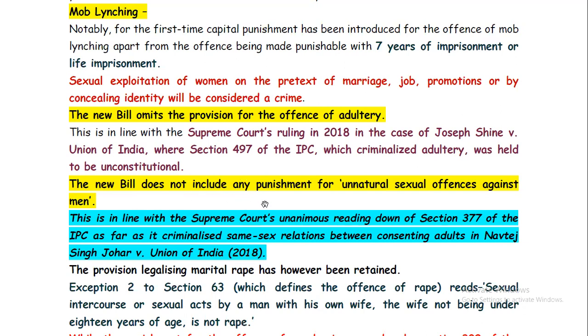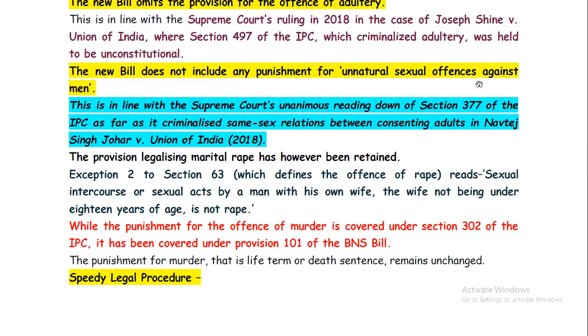Then the new bill does not include any punishment for unnatural sexual offenses against men. Unnatural sexual offenses means we are talking about homosexual acts, which are not natural actually. So no punishment is being included now. Why are they doing this? Because they are referring to the Supreme Court's unanimous reading down of Section 377 of the IPC, as far as it criminalized same-sex relations between consenting adults, in the Navtej Singh Johar versus Union of India 2018 case.